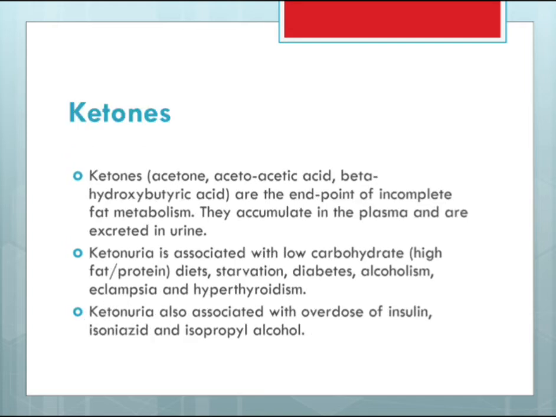Ketones. Ketones such as acetone, acetoacetic acid, beta-hydroxybutyric acid are the endpoint of incomplete fat metabolism. They accumulate in the plasma and are excreted in urine. Ketonuria is associated with low carbohydrate, high fat or protein diet, starvation, diabetes, alcoholism, eclampsia, and hypothyroidism. Ketonuria is also associated with overdose of insulin, isoniazid, and isopropyl alcohol.